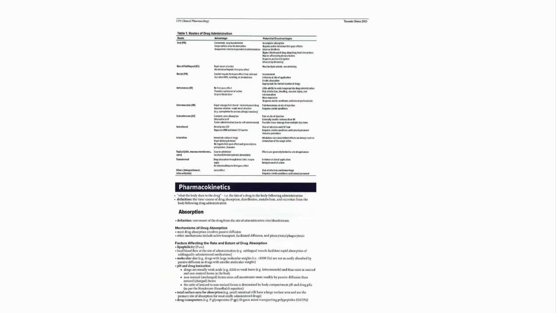Their absorption may be incomplete or variable, and they undergo hepatic and intestinal first-pass metabolism, which reduces the amount of active drug reaching systemic circulation. Additionally, oral medications may interact with food or other drugs, are influenced by gastrointestinal motility, and require a normally functioning digestive system.